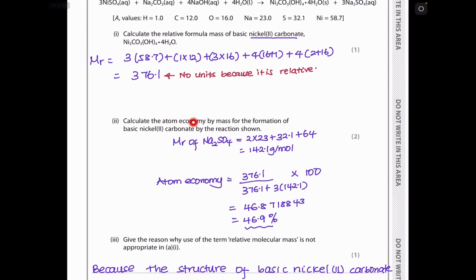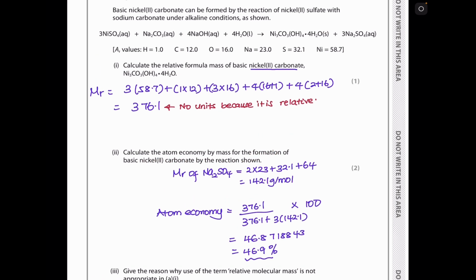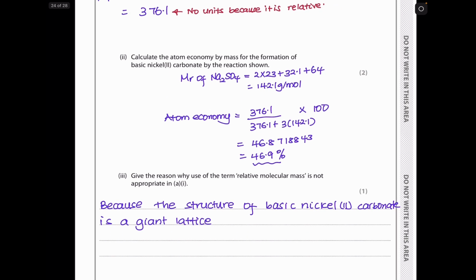Next, they say calculate the atom economy by mass for the formation of basic nickel(II) carbonate by the reaction shown. Atom economy by mass should be the molar mass of the desired product divided by the molar mass of all products. So 376.1 divided by the total, which should be 376.1 plus 3 times 142.1. Multiplying that by 100, it gave me 46.9% to 3 significant figures.